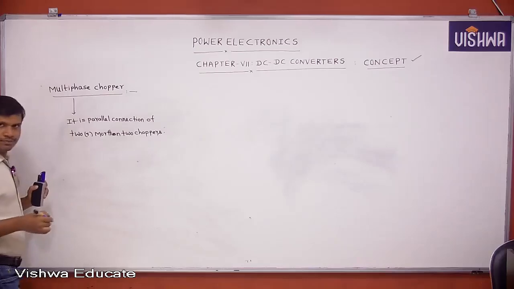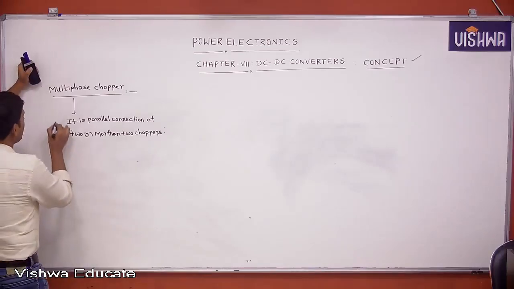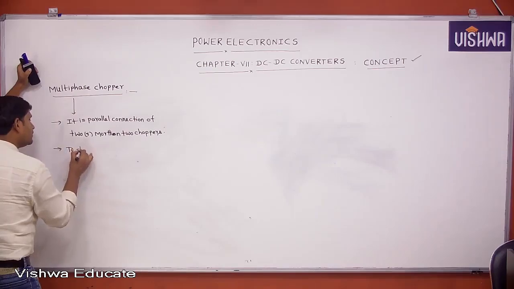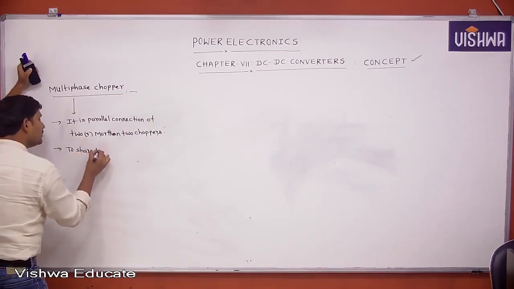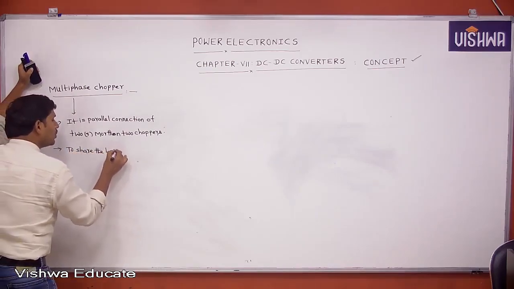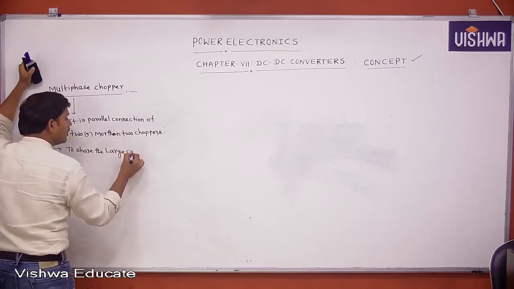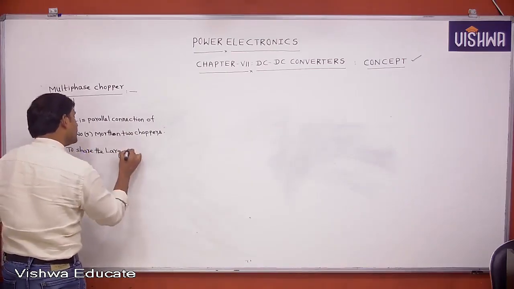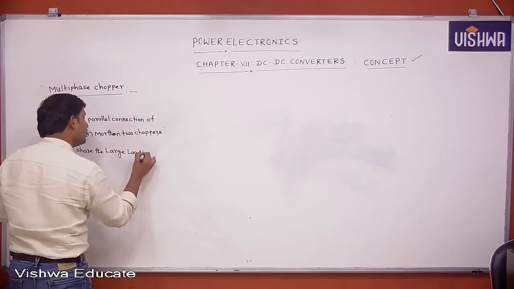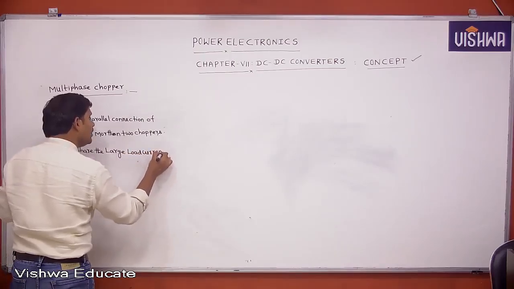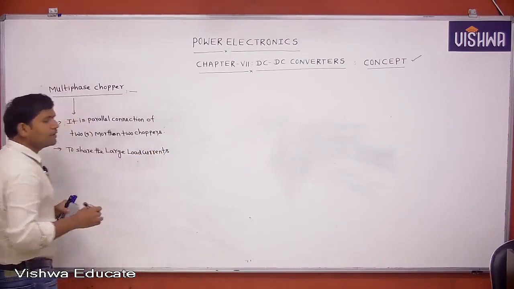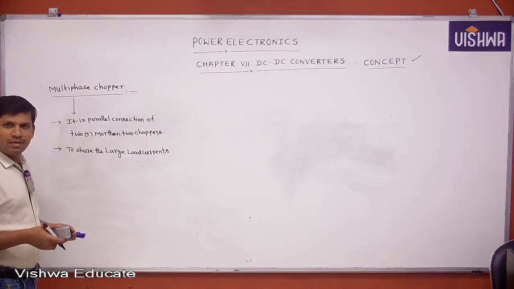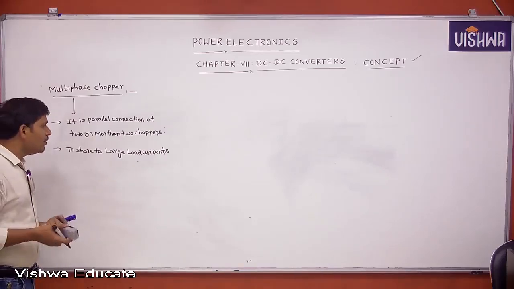The purpose of using multi-phase choppers is to share the large load currents. To share the large load currents, we are using parallel connection of the choppers. Point to remember, in parallel connection, voltage remains the same. There is no change in voltage, but the currents will be added.